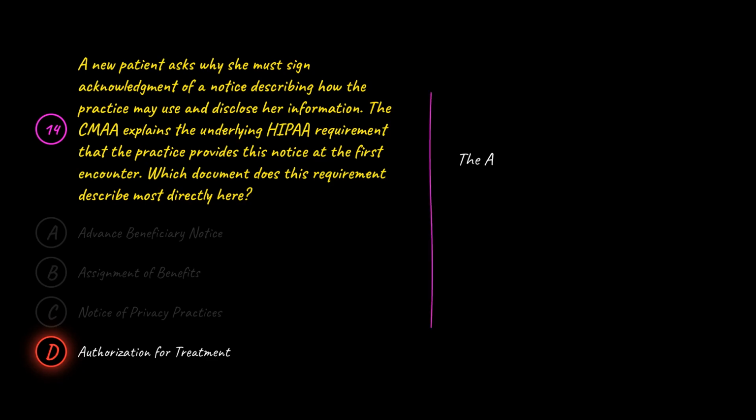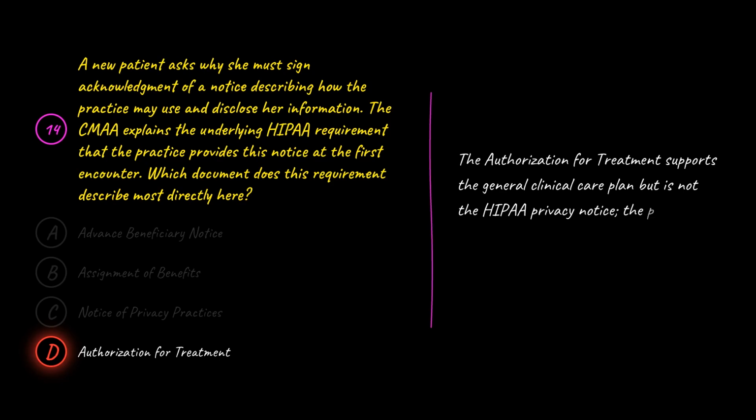D is wrong because the authorization for treatment supports the general clinical care plan but is not the HIPAA privacy notice. The privacy notice describes uses and disclosures of protected information rather than treatment consent.